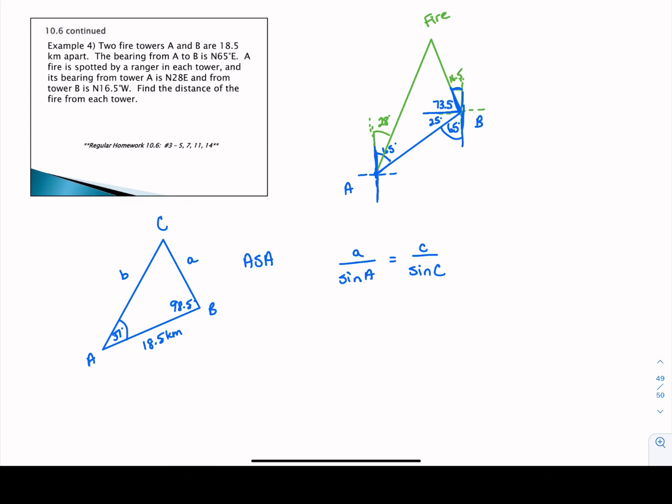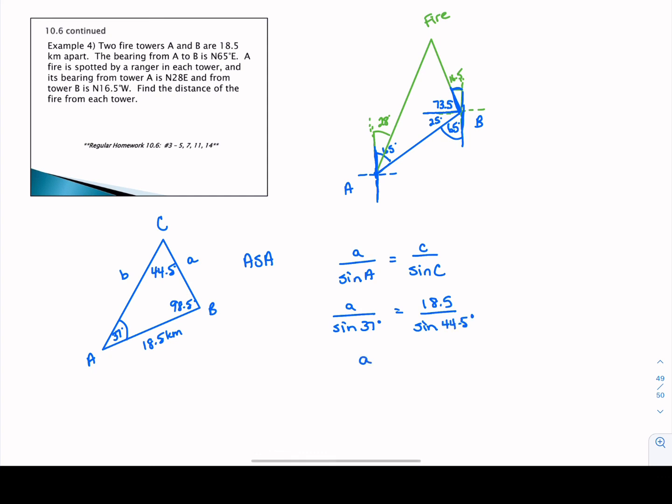Now, before we get worried that we don't actually have angle C, we do if we subtract the other two angles from 180 degrees. So if we take 180 and we subtract 98.5 and we subtract 37 degrees, you get 44.5 for angle C. So we can use that measurement throughout our formula. So A divided by the sine of angle A, which we know is 37 degrees, is equivalent to C, or 18.5 kilometers, divided by the sine of angle C, or 44.5 degrees.